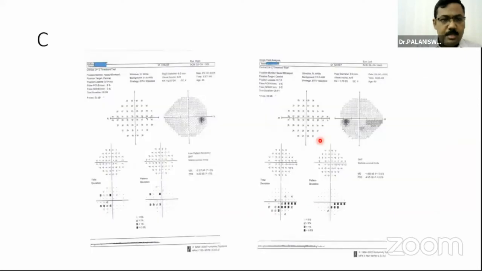Coming to the next example, your fields are not reliable. There are a few depressed points in the nasal part. GST is within normal limits. PSD has not been flagged. Coming to the left eye, indices are okay. Depressed points in the inferior and nasal part. GST outside normal limit, PSD has been flagged.